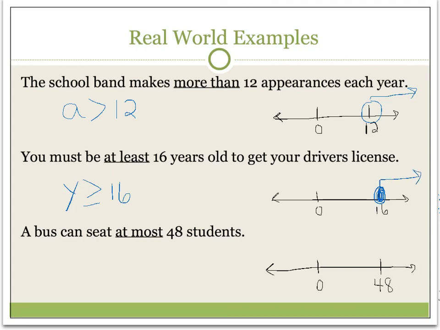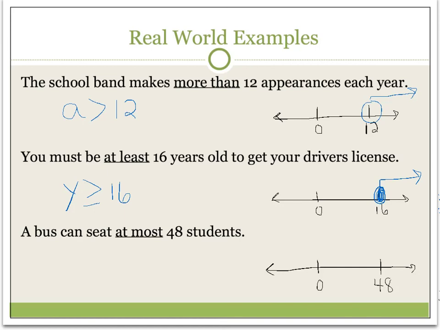And the last one uses the word at most. A bus can seat at most 48 students. The word at most means the opposite of at least. At most means 48 students, but no more. You can have 48 students on the bus, but there are no more. 48 is the maximum amount.